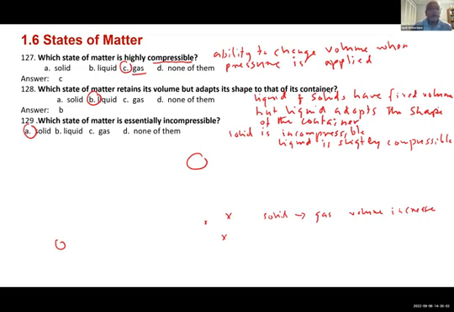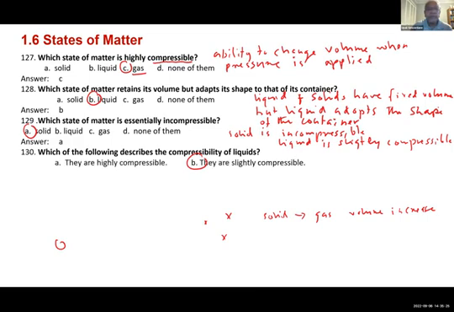Which state of matter is essentially incompressible? Liquids are a little bit compressible, but the solid is the one whose volume cannot be changed when you apply pressure. Which of these describes the compressibility of a liquid? A liquid is slightly compressible.